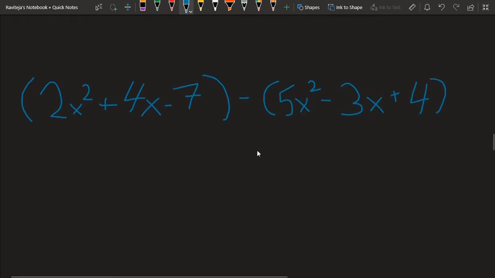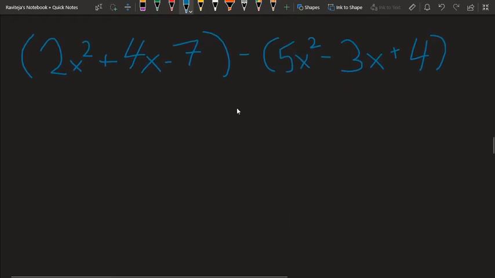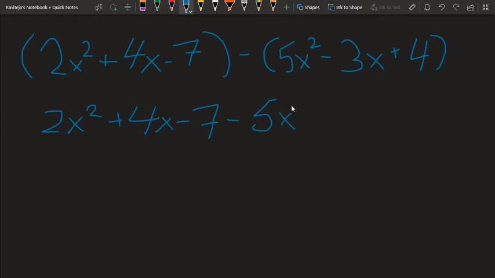All right, we have another subtracting polynomial example right here. Once again, we can just bring down the first polynomial, 2x squared plus 4x minus 7. And now, since it's subtracting polynomials, we have to distribute this negative sign over to the second polynomial, which would result in negative 5x squared plus 3x minus 4.